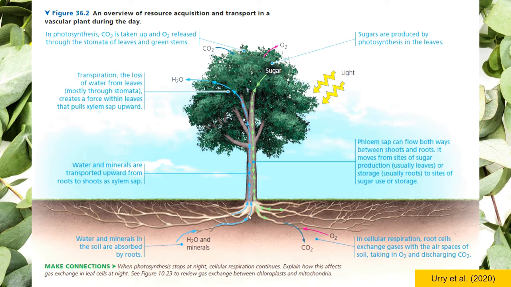This is how xylem and phloem work all throughout the plant body. And I forgot to mention that oxygen is also given off as a byproduct of photosynthesis.